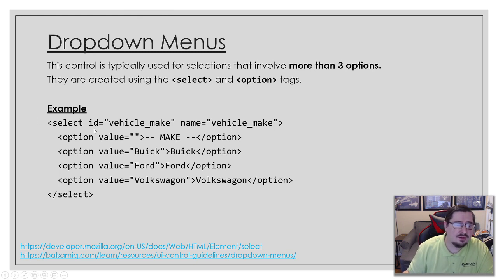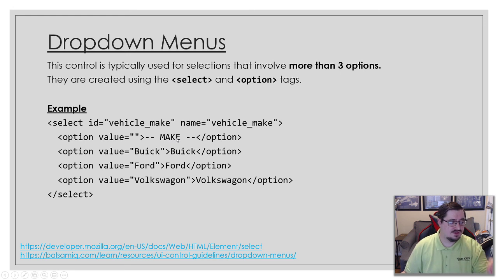Inside of the select, we'll provide a series of option tags which provide what appears in the dropdown. Now, you can see here I've got 4 different options. The text between the start and the end tag is what the user will actually see. So the user will see the first item as dash dash make dash dash, and then Buick, Ford, Volkswagen. So that's what the user will see as the text in the dropdown.